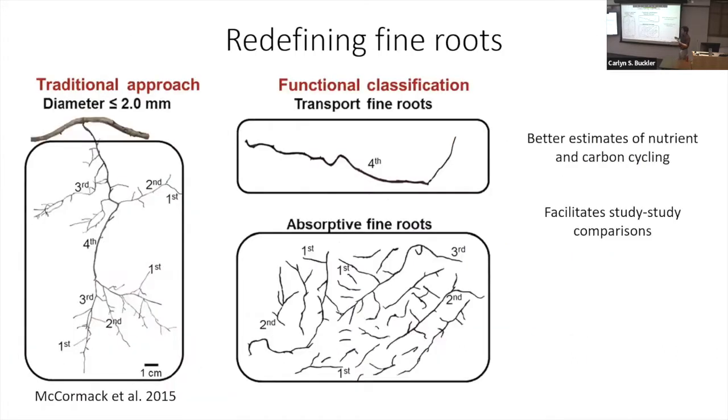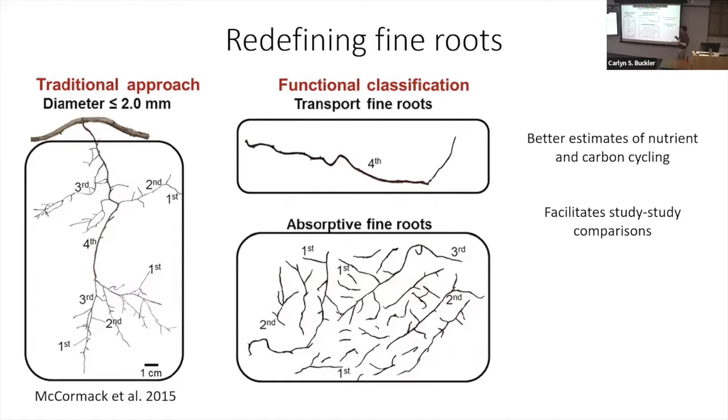Now, when we redefine roots in this way, going from this traditional cutoff approach to more of a functional order-based approach, we get far better estimates of nutrient and carbon cycling in the environment. It also facilitates study-to-study comparison, so we're able to compare different morphologies to each other. And that's all fine and dandy, right?